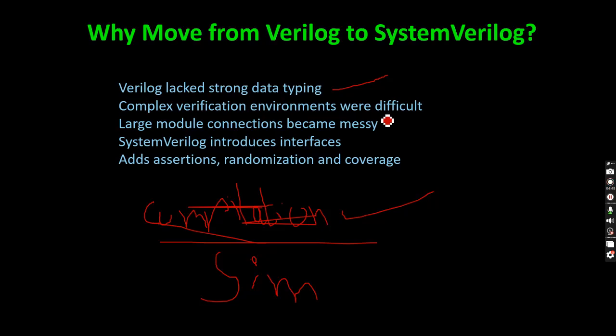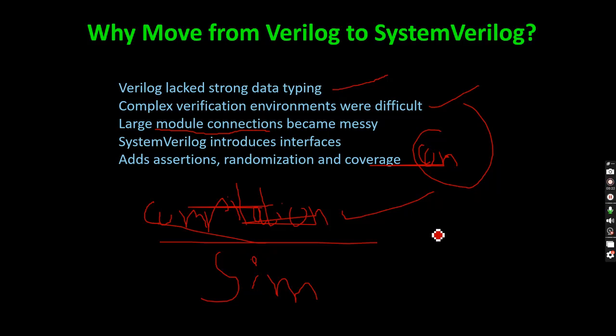Complex verification environments were difficult. In Verilog, we can't create a complex verification environment. In future, we are going to learn about drivers, monitors, generators and so on. That environment is not supported in Verilog, but SystemVerilog supports it. And there are large module connections. As I said before, these are complex designs. While verifying complex designs, we have thousands of signals, so the connections become verbose. We have to give pin-to-pin connections.